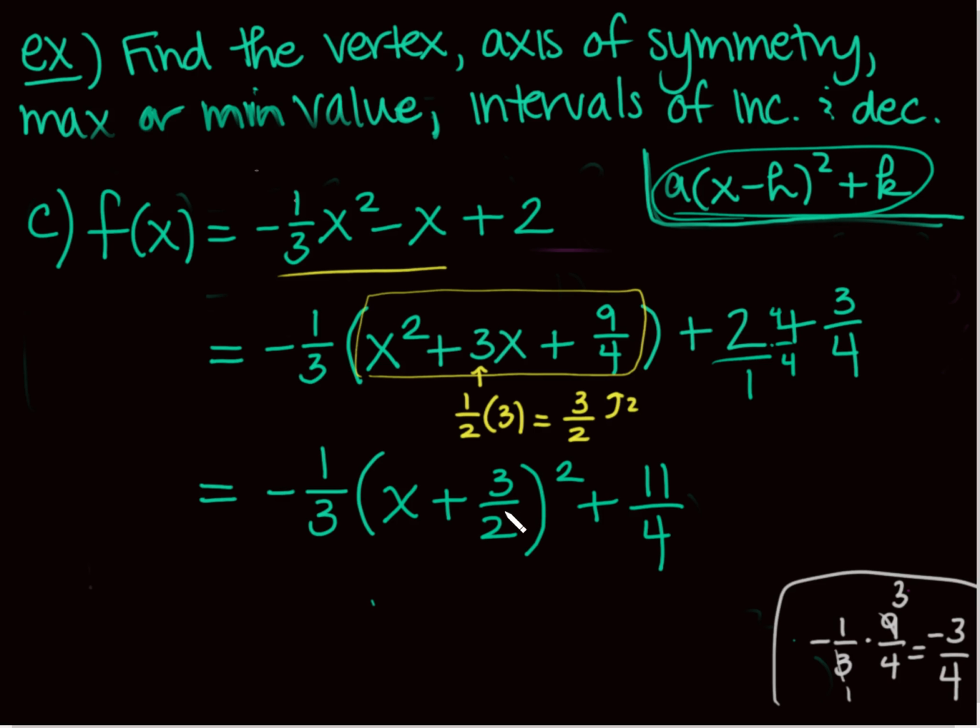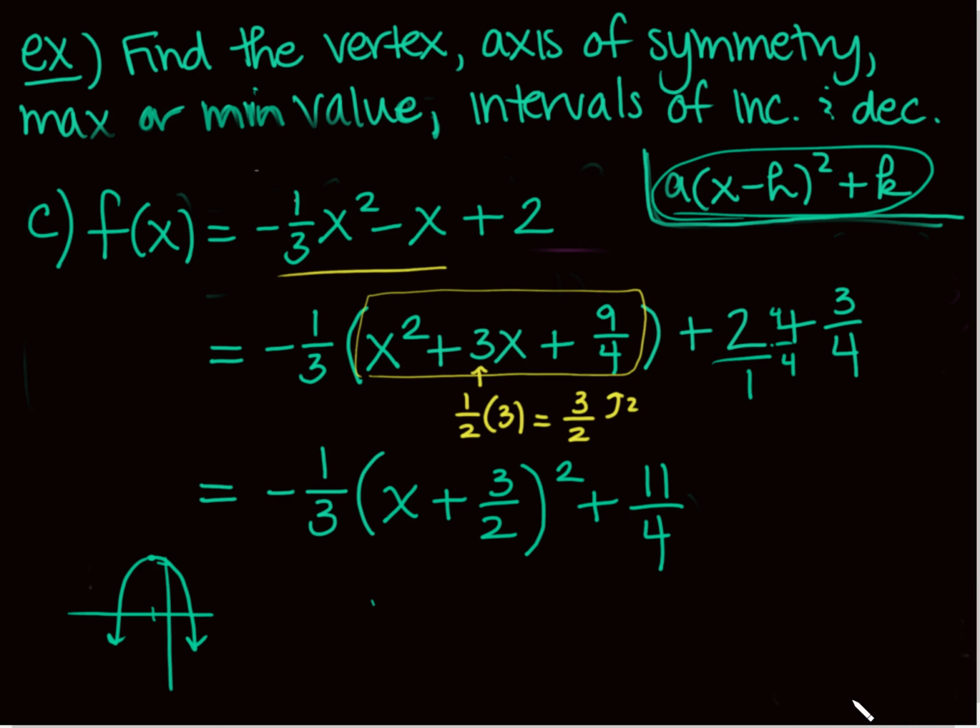I'm ready to go. What are some things I know about this graph? I know it's been shifted to the left 3 halves and up 11/4. So left 3 halves, a little bit, and up 11/4 is almost 3. And then what do I know about this guy? It's going to be squished a little bit. Squished isn't the term. It's shrunk. So it's going to be a little bit fatter, and it's going to open down because it's had a reflection about the x-axis.